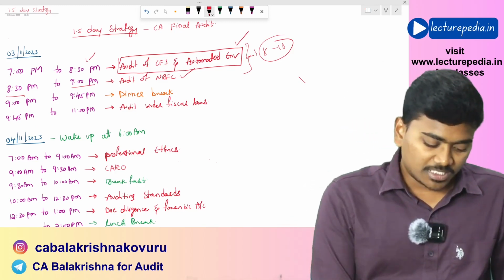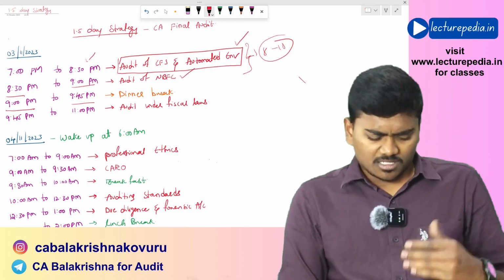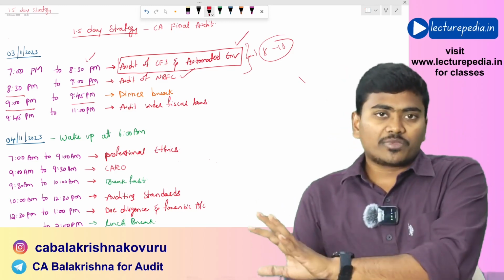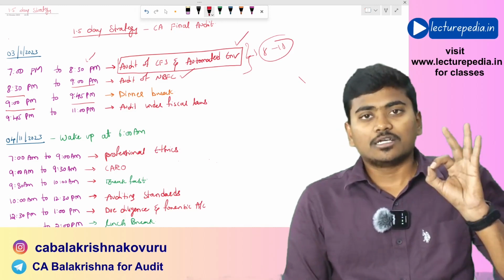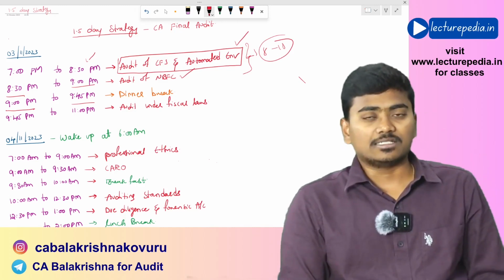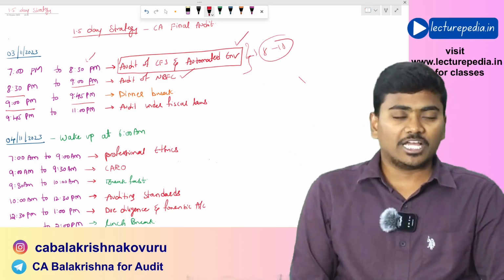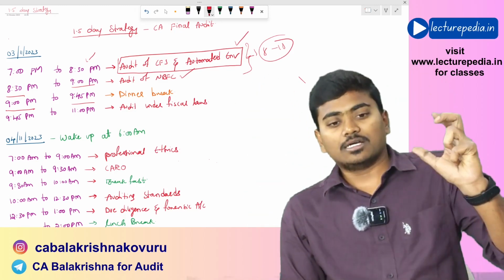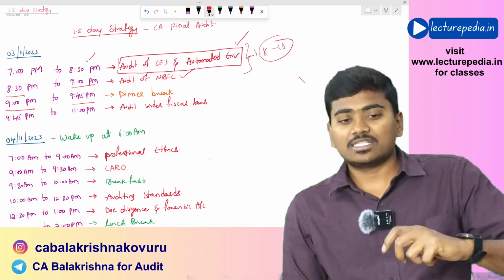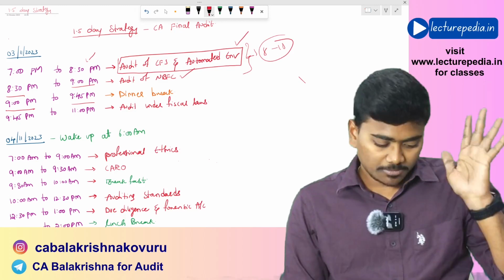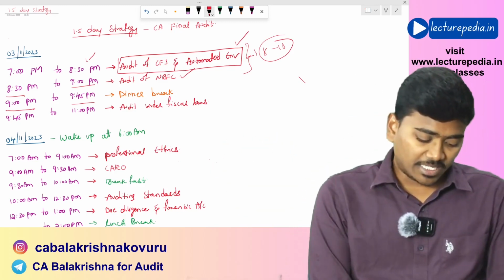Once these three are completed, from 9 p.m. to 9:45 p.m. you can take a dinner break. Generally I have given a 45 minutes break. If you want, you can reduce this break and take only half an hour as the dinner break, and use that 15 minutes for audit of NBFCs. If you feel that the time for NBFC revision is very much less, you can utilize that 15 minutes for that.